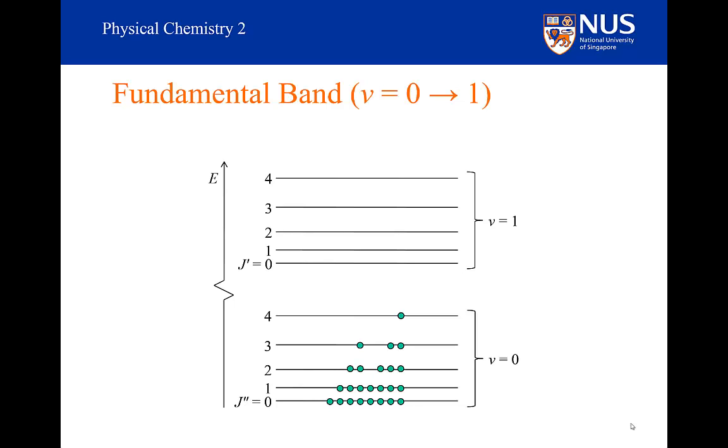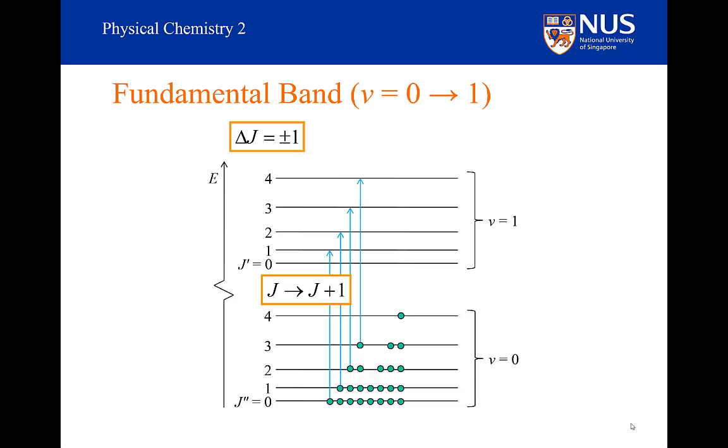Let's draw out our rovibrational energy levels once more. We're going to look at just the fundamental band in which we excite molecules from V equals 0 to the V equals 1 state. But delta J has to be equal to plus or minus 1. What does this mean? It means that I can get transitions like this, from J equals 0 to J equals 1, or J equals 1 to J equals 2, or J equals 2 to J equals 3, or J equals 3 to J equals 4, etc.